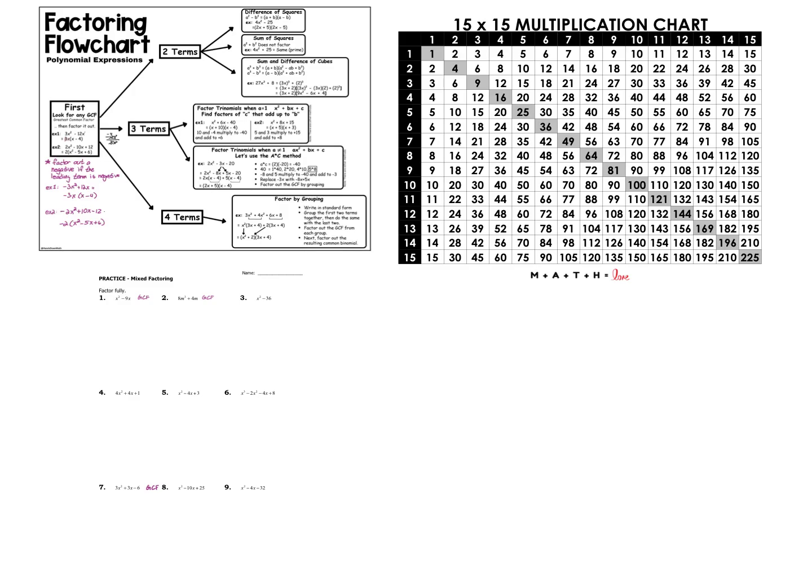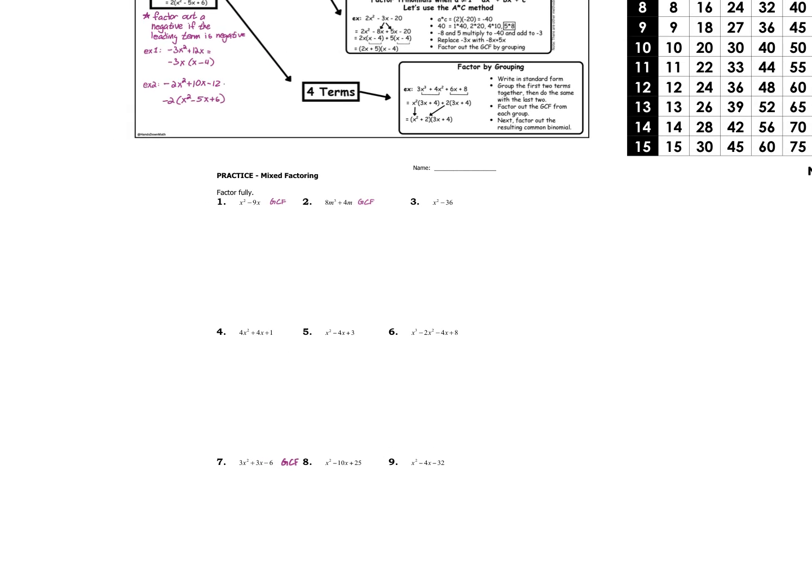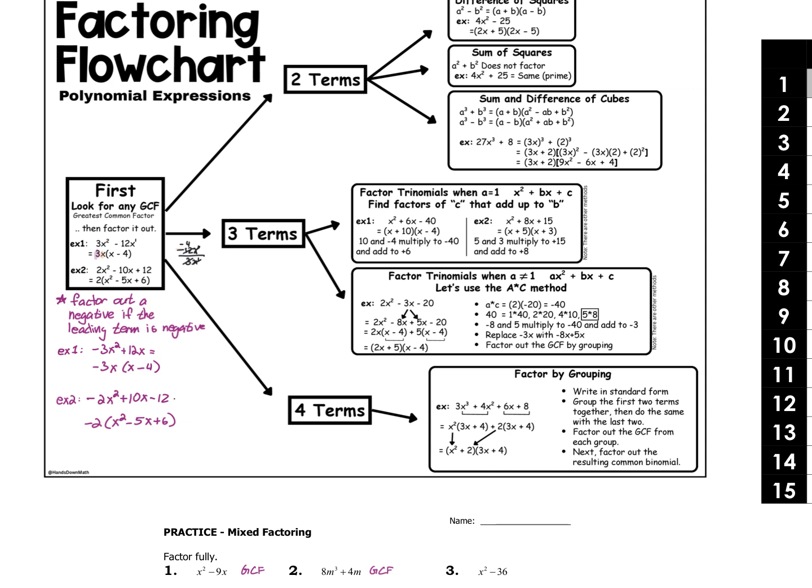So when I go to do these problems, I want to make sure that I go ahead and start by factoring out that GCF. And I would just want you to get in the habit of doing that every time, so that way we have fully factored polynomials. Okay, so next on our flowchart, after we first looked for any GCF, we're going to determine if it's a 2-term polynomial, a 3-term polynomial, or a 4-term polynomial. So let's take a look first at our 2-term polynomials.